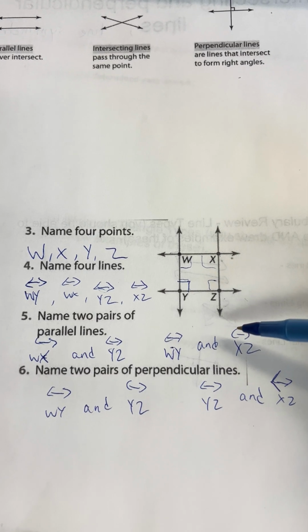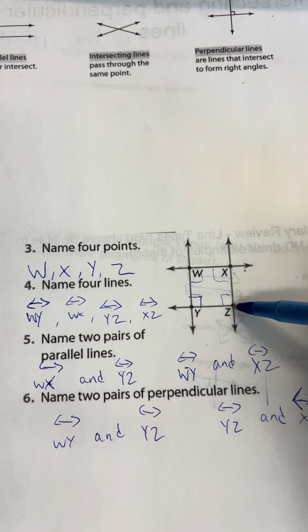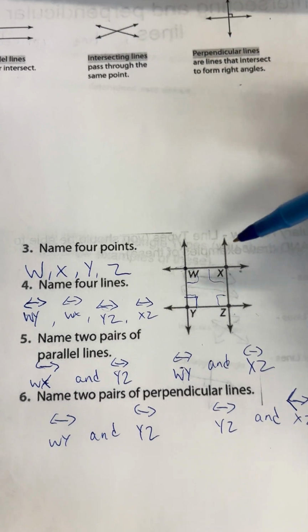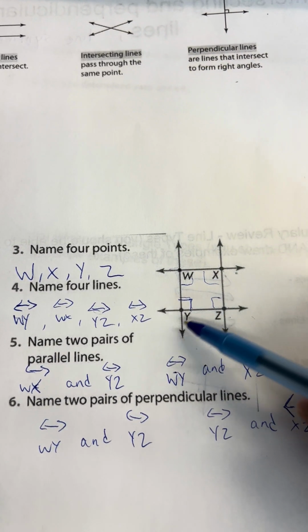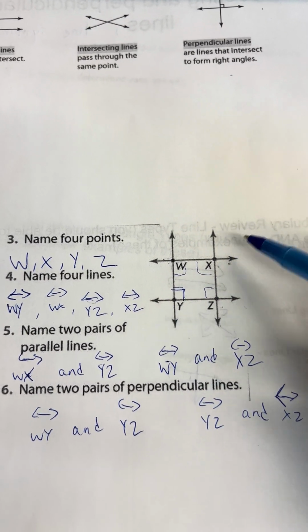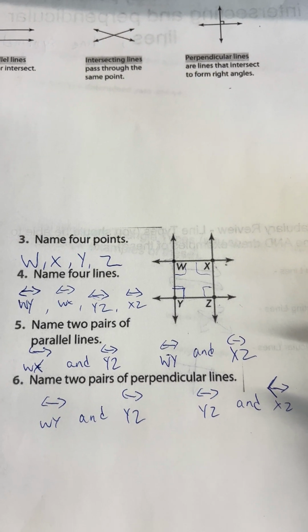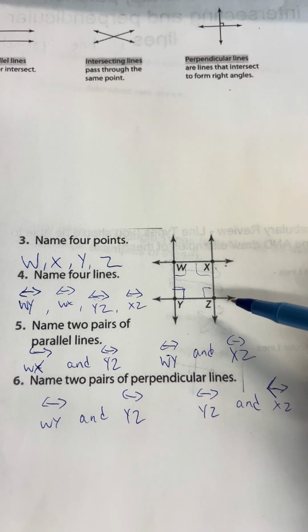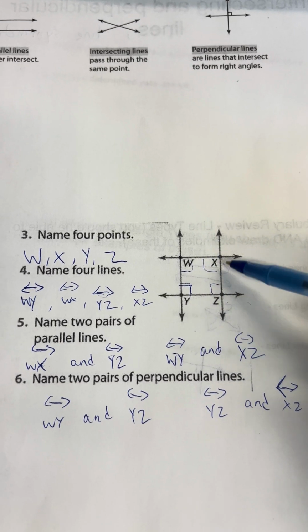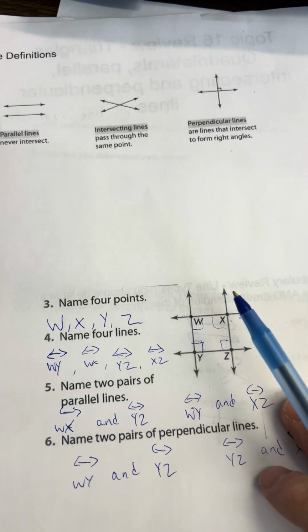Just some things I noticed in class that were kind of common errors. Some people were talking about line ZW. There is no line ZW. There's also no line XY. If there's not a line connecting them, you can't call it a line. That's why in class we talked about, especially during angles, but it also works for this, when you say the name of a line, trace it with your finger, line XZ. If there's no line there, you can't name it.